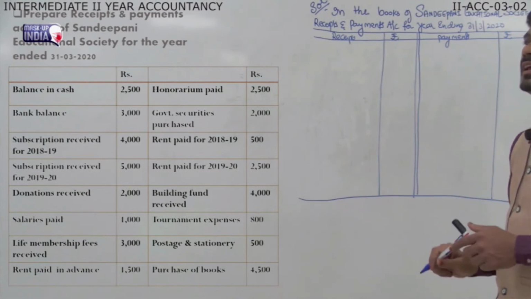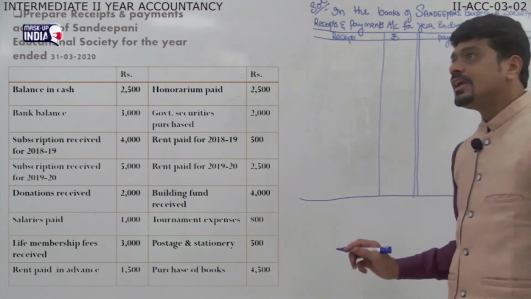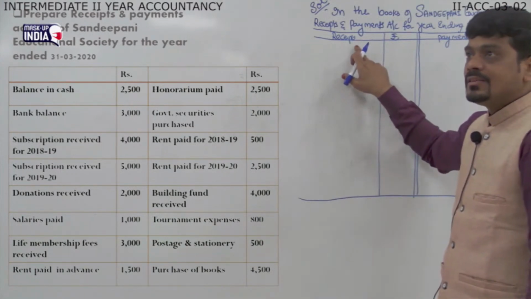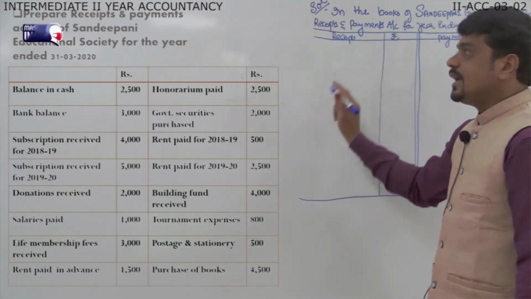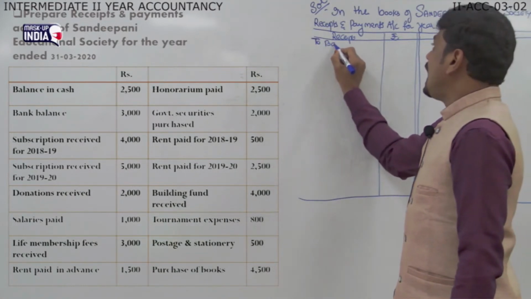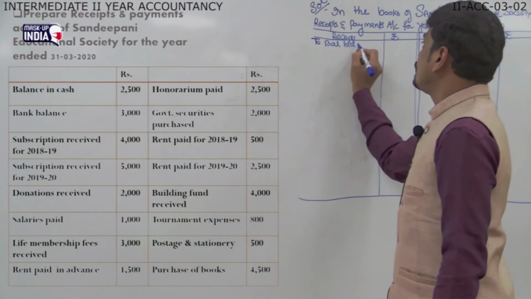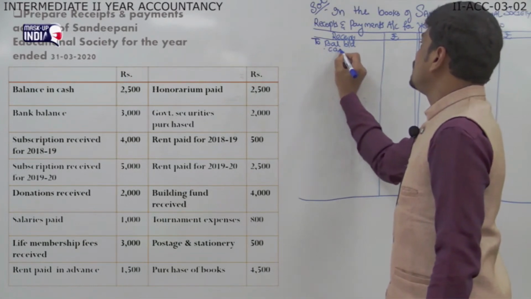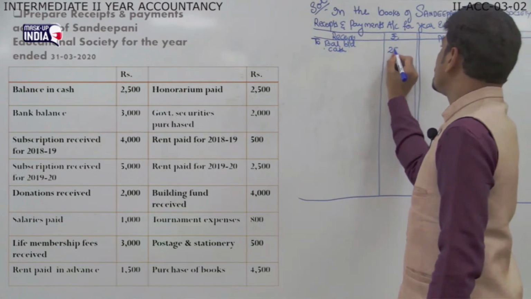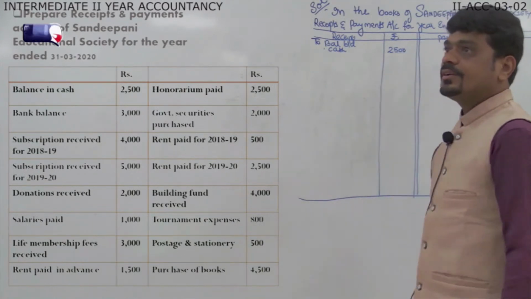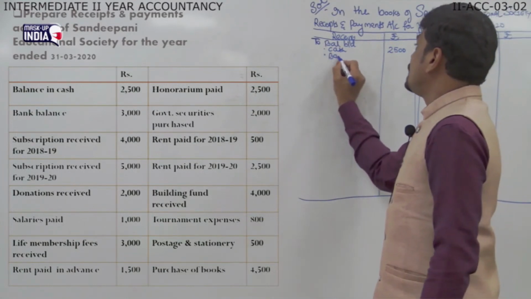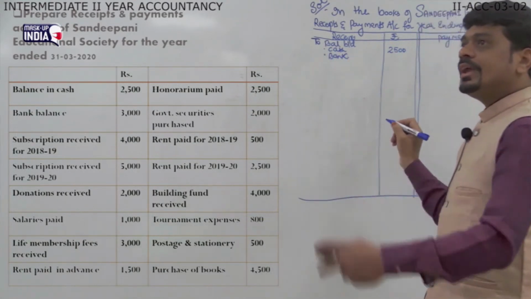So, balance in cash. Where the balance in cash will be posted? Balance in cash is nothing but the opening balance. So, it will come on receipt side. So, we'll write to balance brought down. Under that, cash. How much is cash balance they gave us? 2,500. How much they gave bank balance? So we'll write bank, they gave 3,000.